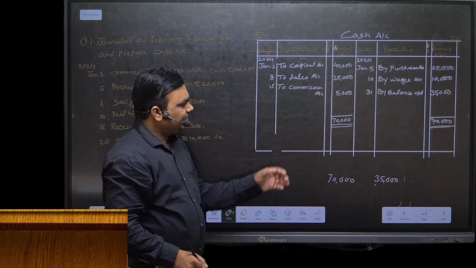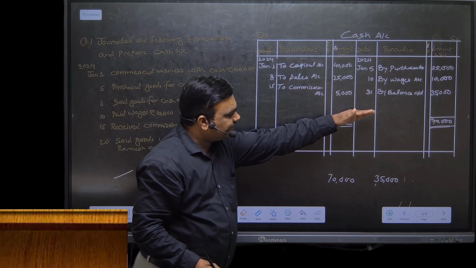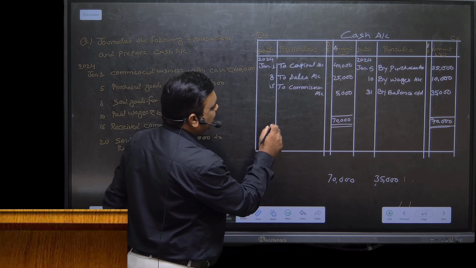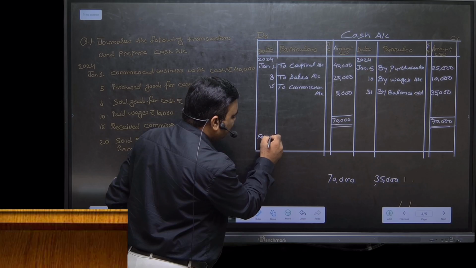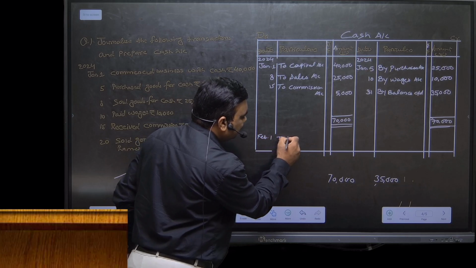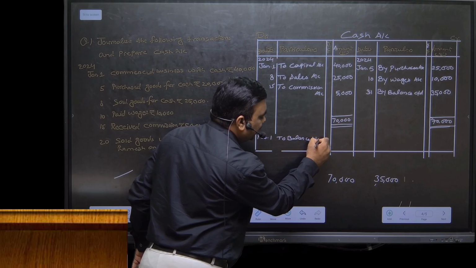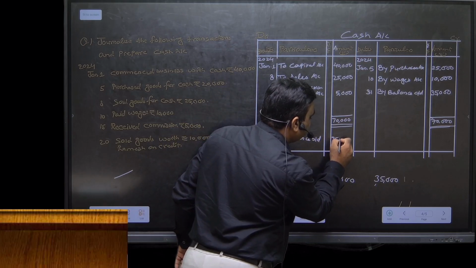Now after this closing balance, we have to transfer this balance into next month. So the next month after January is February. Here we have to write February 1st to balance BD, means to balance brought down. The same amount we have to write there, 35,000.